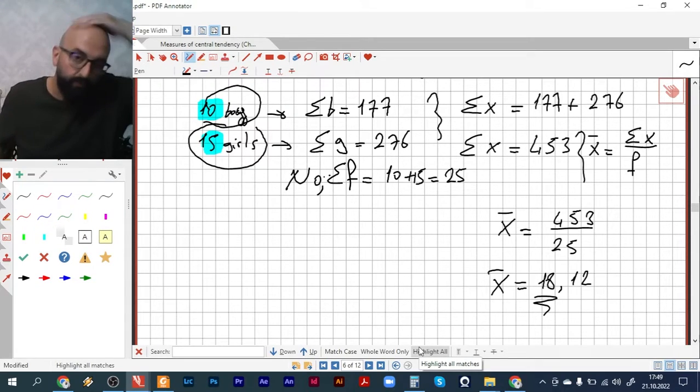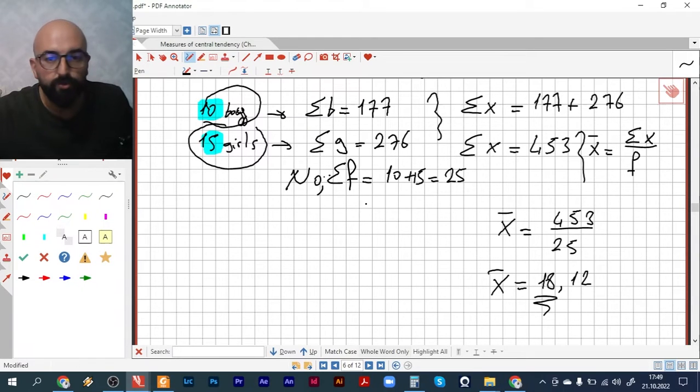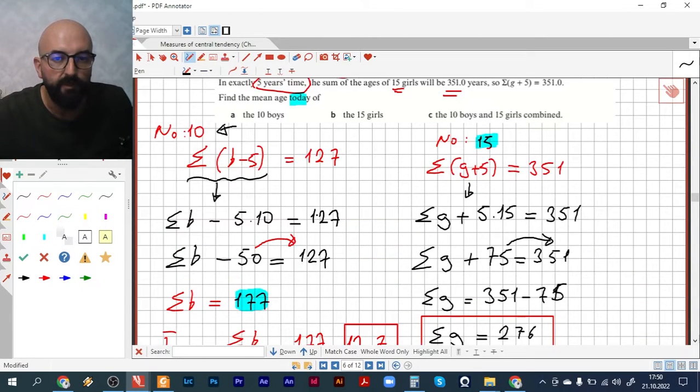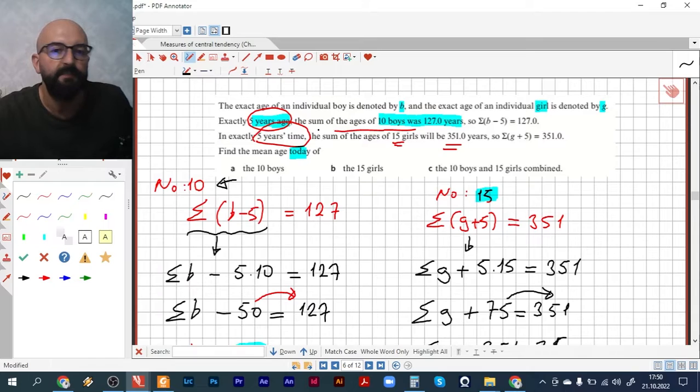Okay, now we could find also the mean of 10 boys age, and we could find the mean of 15 girls age, and finally we could find the 10 boys and 15 girls combined age.